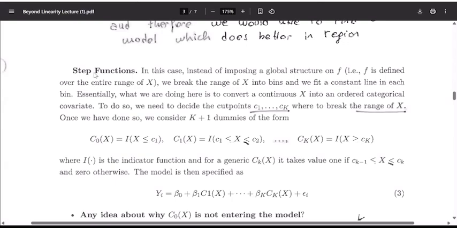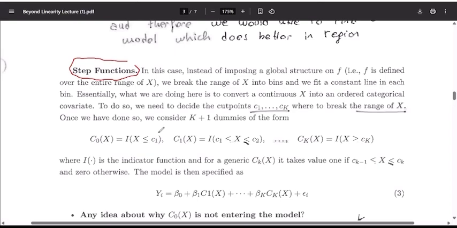Step functions are another parametric intervention. What do we want to solve? We want to solve the problem of overfitting created by the polynomial of degree 4 at the edge. And what do we do? In the step function, please pay attention. Because we have an issue in one region, the step function is going to say, you know what? Why can't you break the predictor into bins, into intervals?